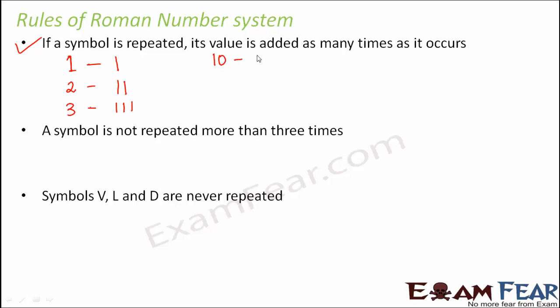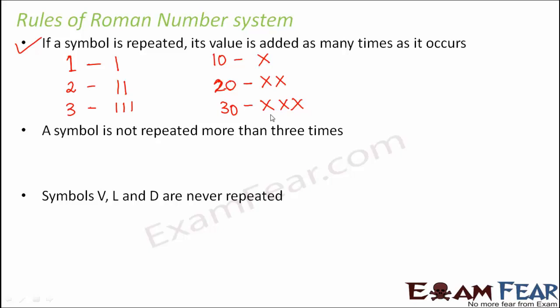So if the same symbol is repeated multiple times, that symbol gets added that many times. For example, how do we write 10? We write it as capital X. Now if I write XX, what would it mean? This X is 10, this X is also 10. So 10 plus 10, that is 20. Similarly, if we write XXX, that would mean 10 plus 10 plus 10, that is 30. So if you want to write numbers which are a sum of other numbers, you can just repeat that particular symbol.